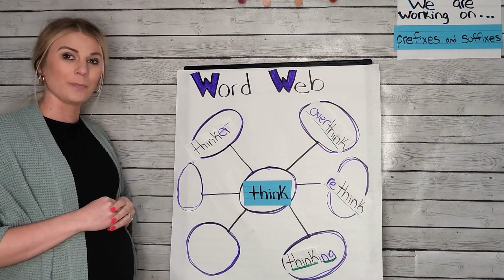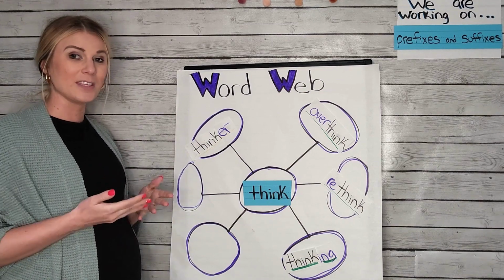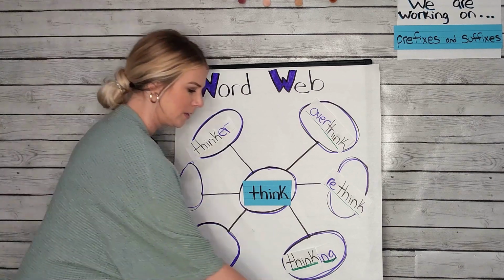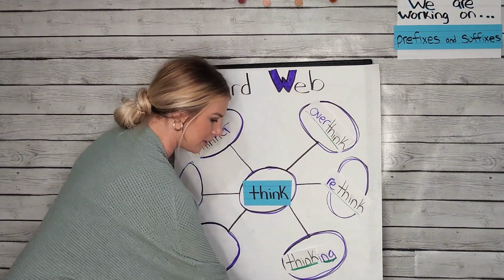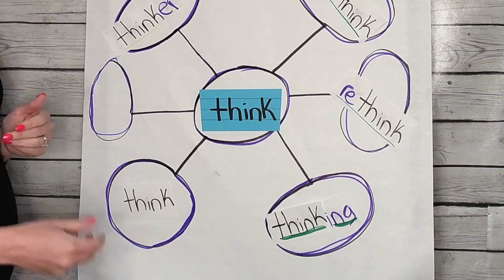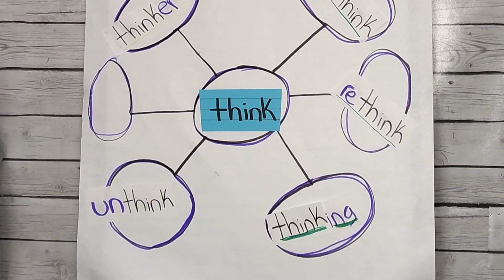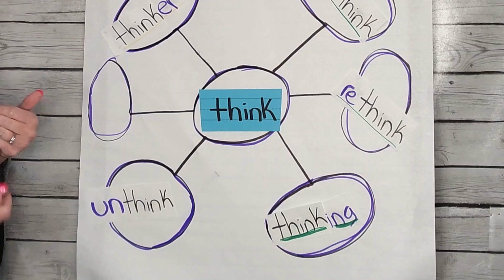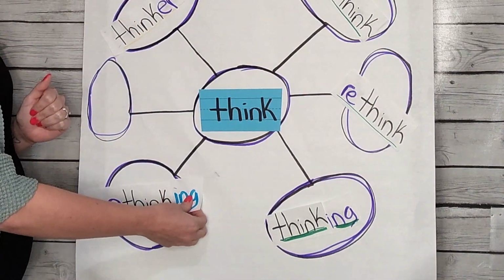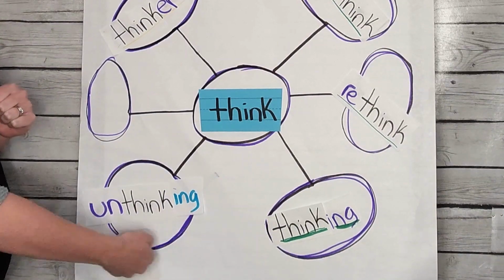Let's try one more. Are you up for a challenge word, readers? I thought you would be. This time we're going to add both a prefix and a suffix to our base word. So let's get our base word up first. Here's our base word, think. Let's add our prefix first, un. We know un means to not do something or to undo something. And let's add our suffix, ing. Unthinking.